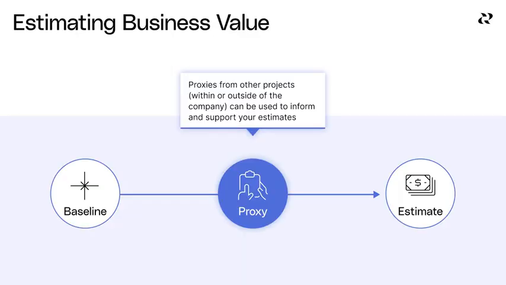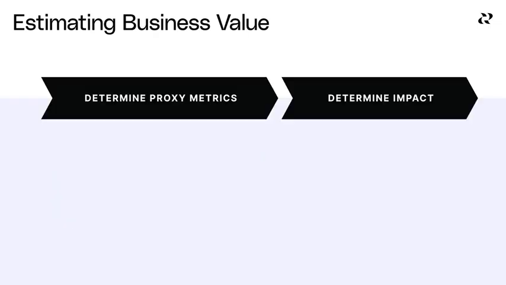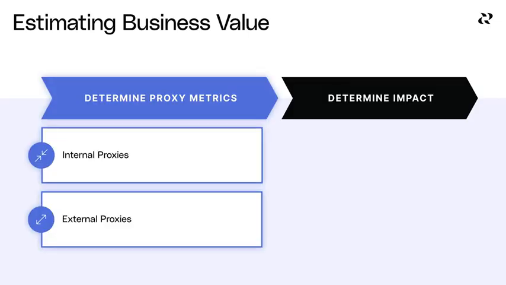This is where using proxies from previous projects can be beneficial. Proxies from projects within the company, or even projects conducted by other companies, can be used to inform and support your estimates. So to effectively estimate business value, you need to do 2 things. Determine the right proxy metrics for your estimate, and use the proxy metric to determine the impact on your baseline. Let's start with determining the proxy metric.